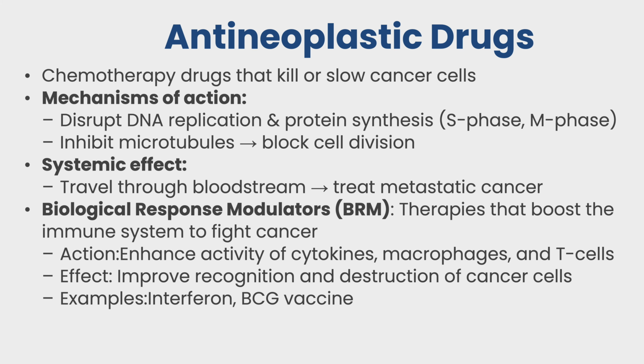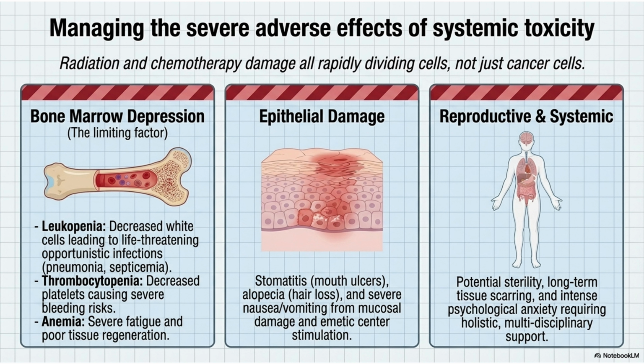Surgery is often the most effective for localized tumors. Radiation damages the DNA in rapidly dividing cells, and chemotherapy targets the cell cycle. Immunotherapy, like we mentioned, activates the body's immune response against the cancer. Managing these adverse effects of systemic toxicity: a major challenge is that radiation and chemotherapy damage all rapidly dividing cells, not just cancer cells.